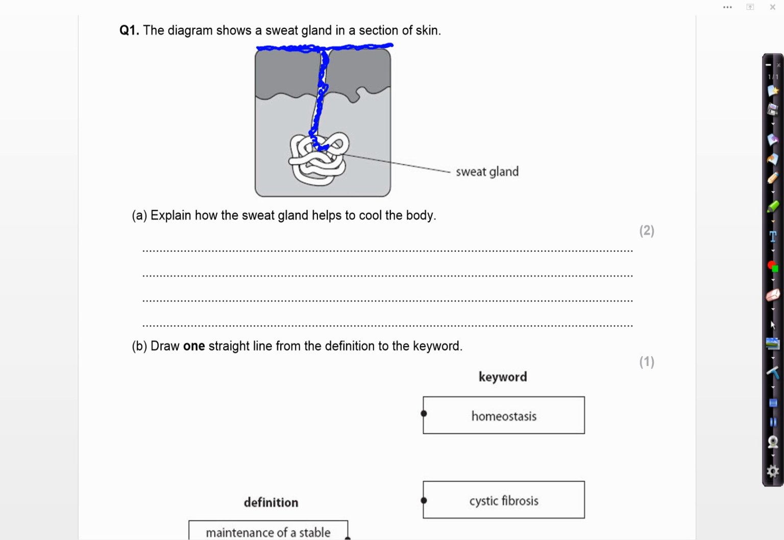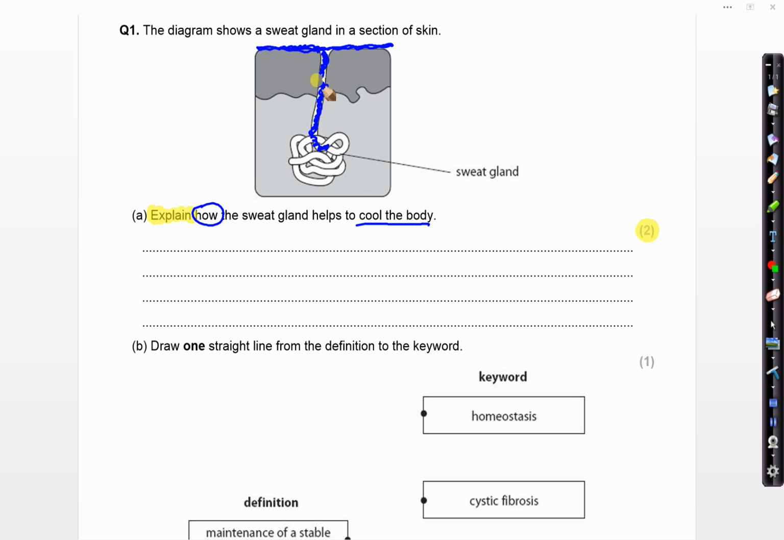Well, a question is an explaining question. And when we're explaining anything, we need to link at least 2 or more ideas together. So we're going to see how we're going to do that in this question. Explain how the sweat gland helps to cool the body. So how does it cool the body? That's what we want to find out about.